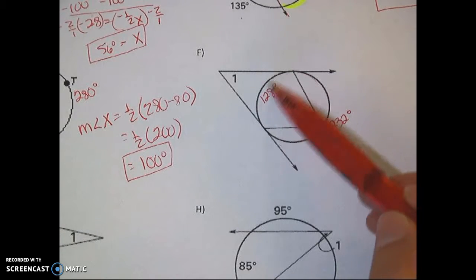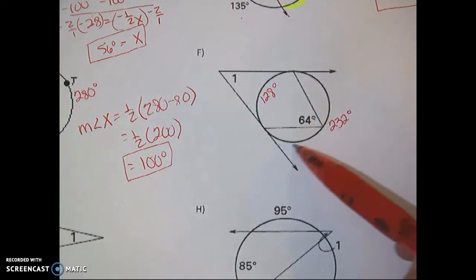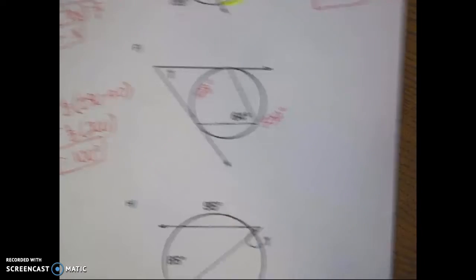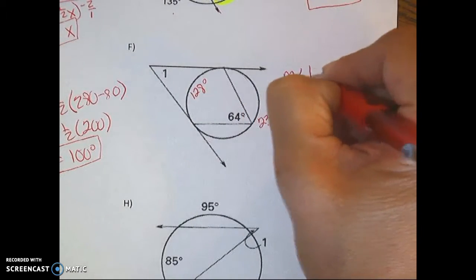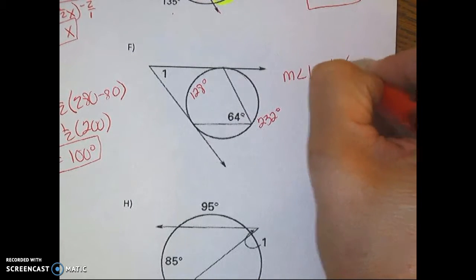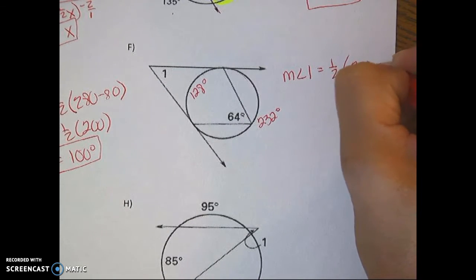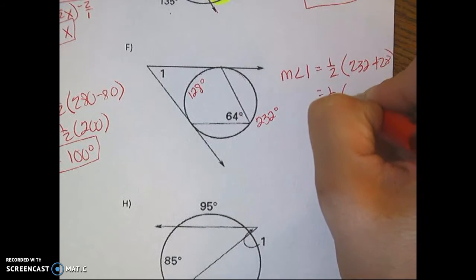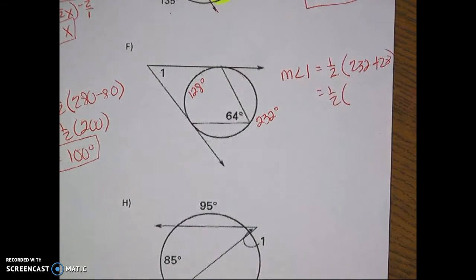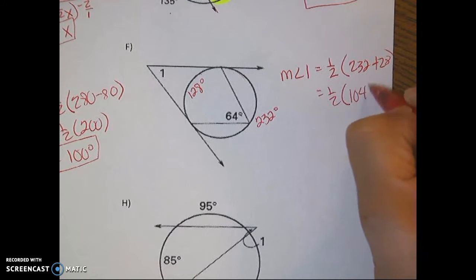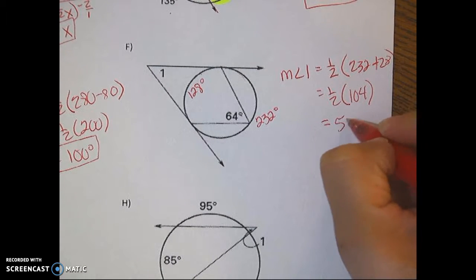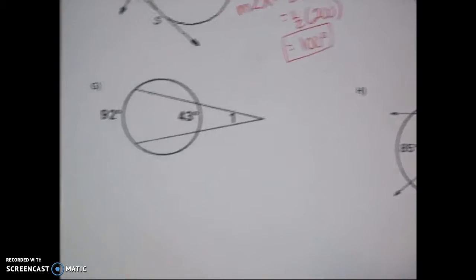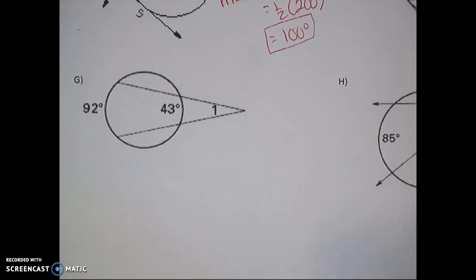I have this piece of this intercepted arc, and I have the other intercepted arc to make the pieces that I need for angle 1. So for the measurement of angle 1, I would do 1/2, 232 minus 128. 232 minus 128 is 104. And then when I take half of that, you get 52 degrees. All right, what I want you to do is pause the video right now and do parts G and H.